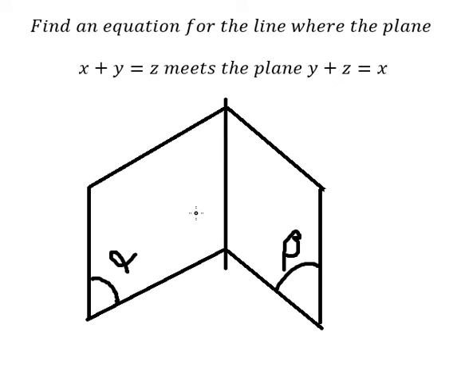So the first thing we need to do is find the normal vector of beta and the normal vector of alpha, because both of them have one vector in the intersection between alpha and beta. About this one, we put z to the left.